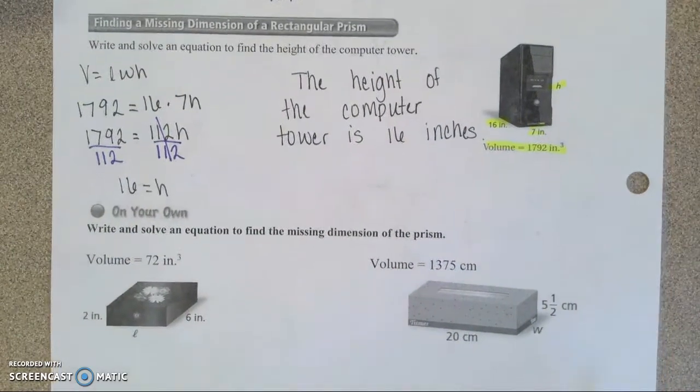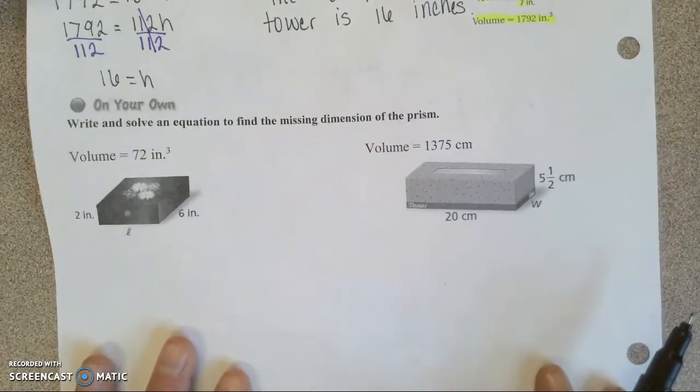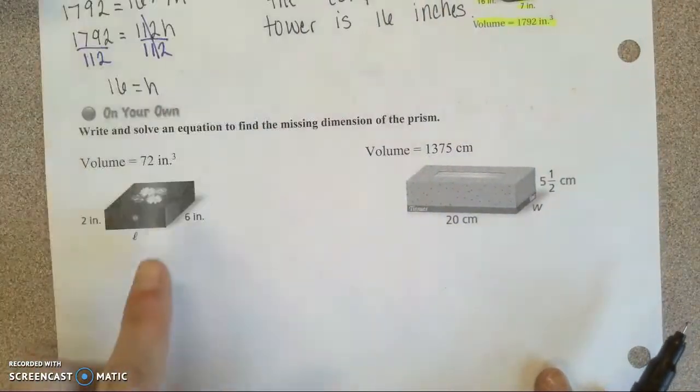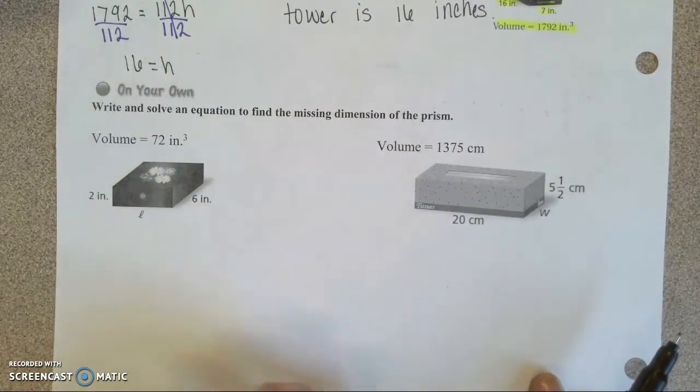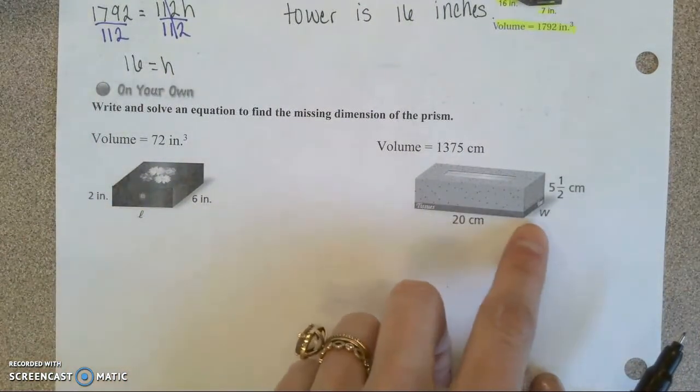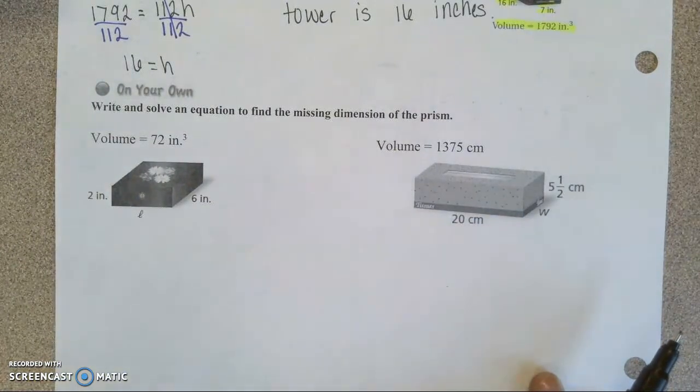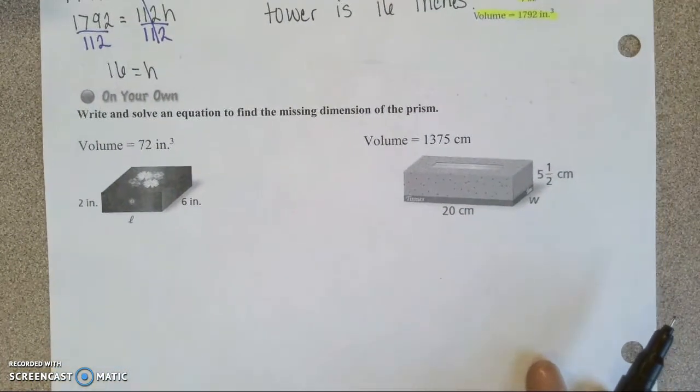So you're going to go ahead and do this down here at the bottom. So you're going to use that volume formula, substitute in the numbers you know, and then solve to figure out the length on this one and the width on this one. So same process, but go ahead and pause your video and give those two a try.